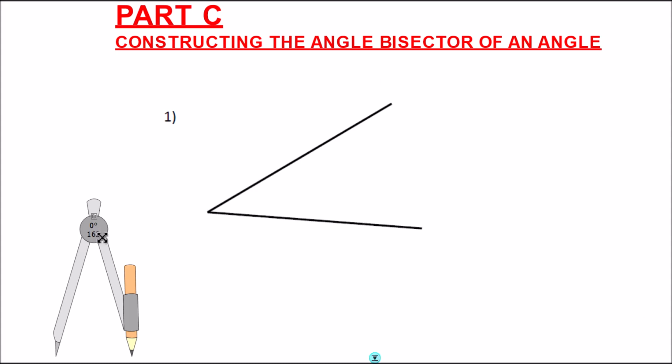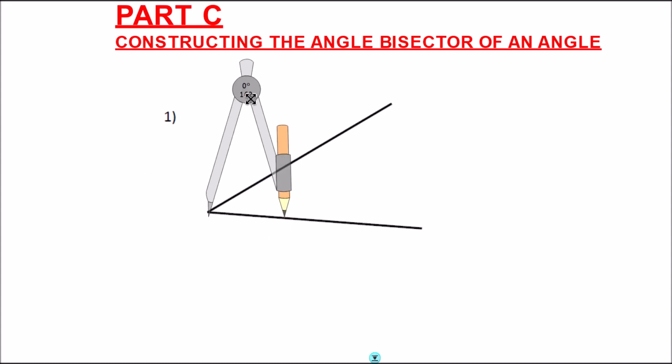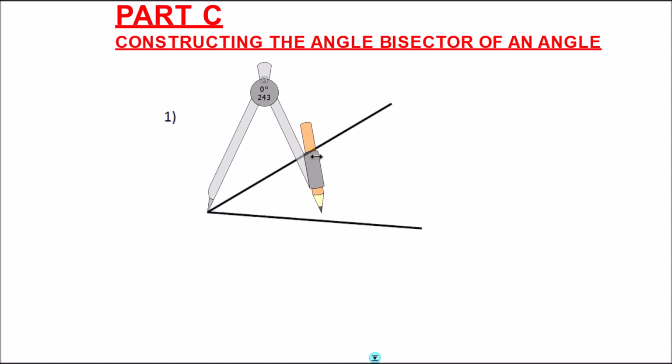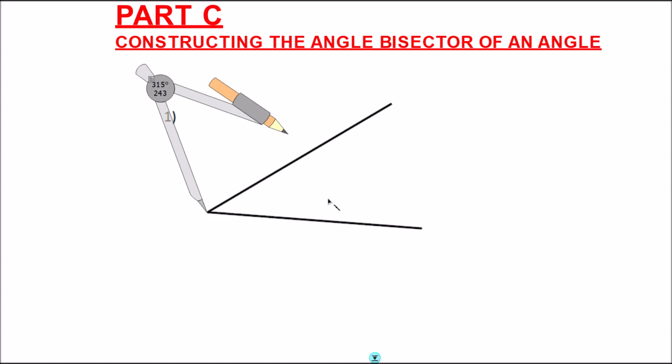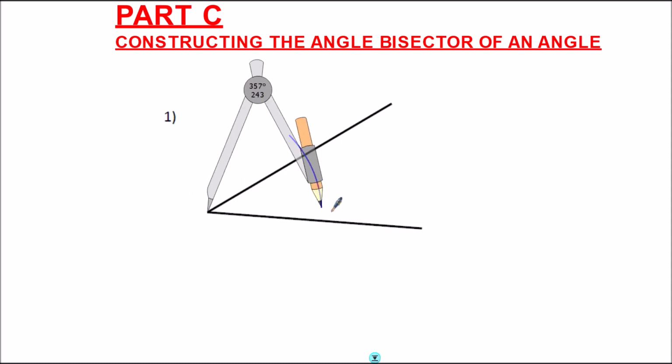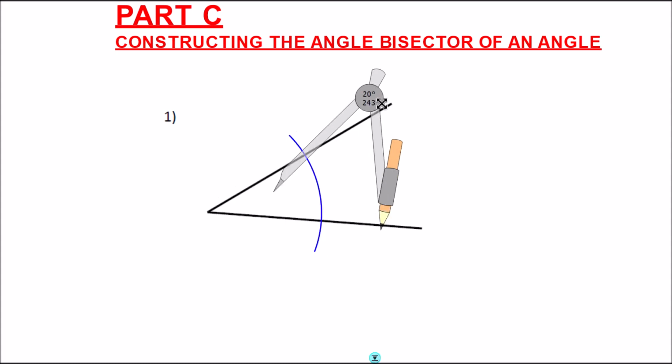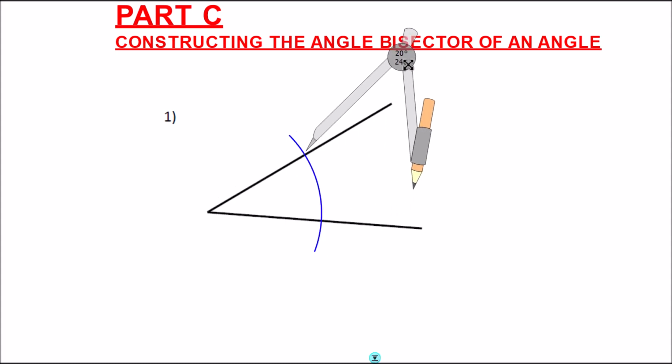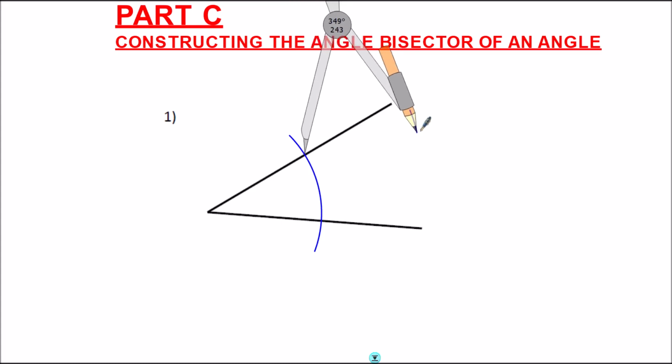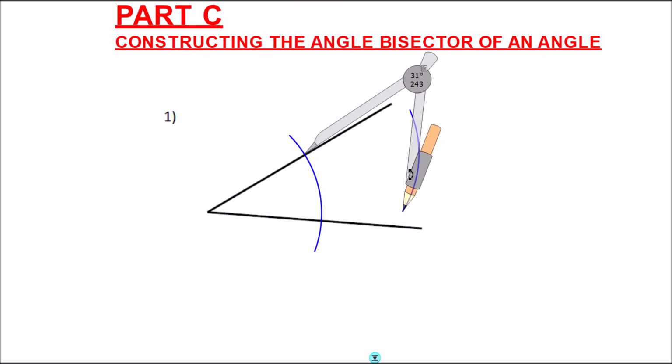To do the angle bisector, first of all, you put the point of the compass at the point where your angle starts. Then get the compass width so it's about halfway along the lengths of the sides of the angle, and do a curve that cuts both bits of the angle, 1 and 2. Then we move the compass needle to where the first bit of the curve cut the line, and do a circular curve in the middle of the angle.